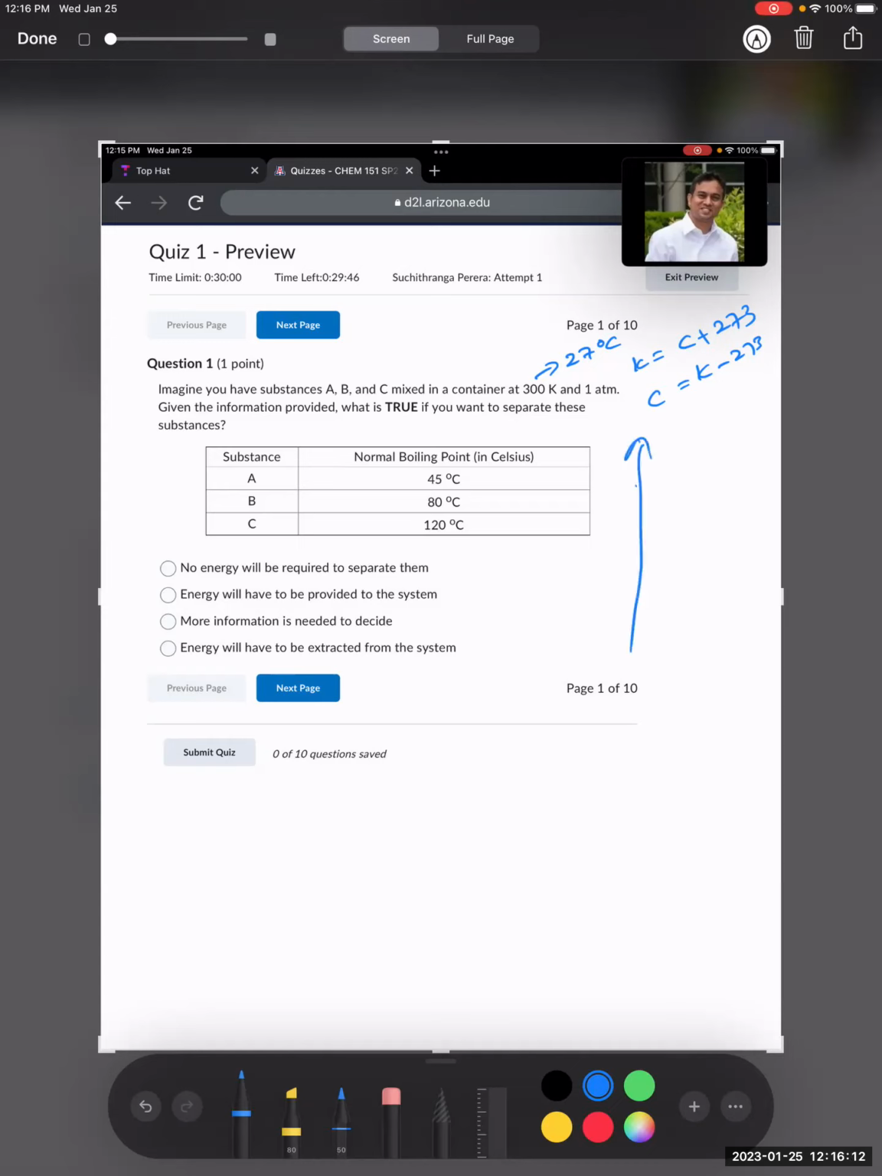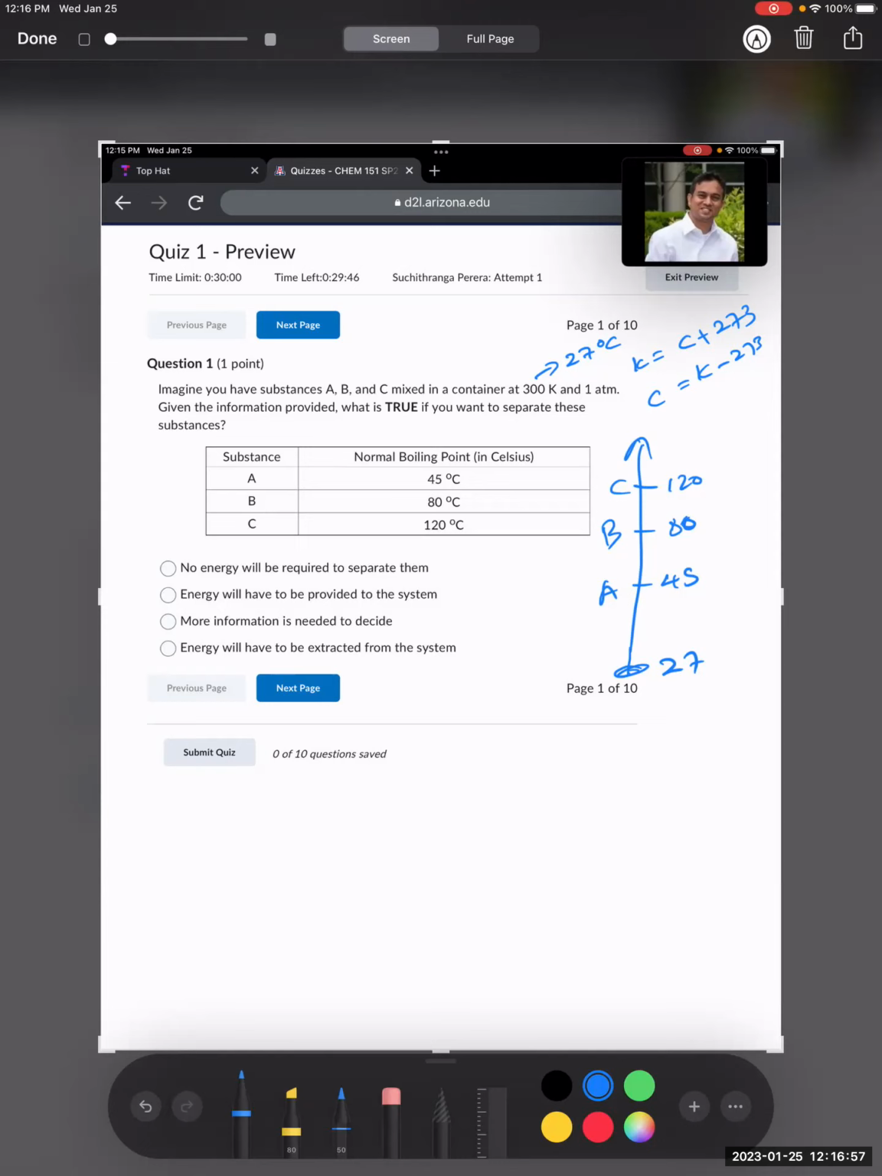So we have C, B, and A boiling temperatures over here at 120, 80, and 45. Our temperature is over here, which is 27. Because you are below the boiling temperature, just like when you have water below 100 degrees Celsius, the dominant phase is liquid. Same thing applies here. Because we are below the boiling temperatures of all of the substances, we should be in the liquid phase.